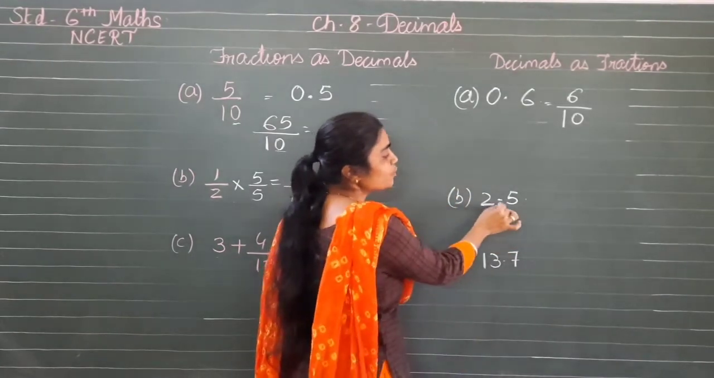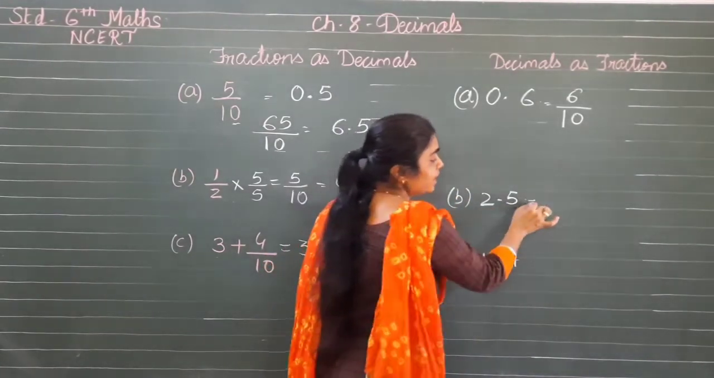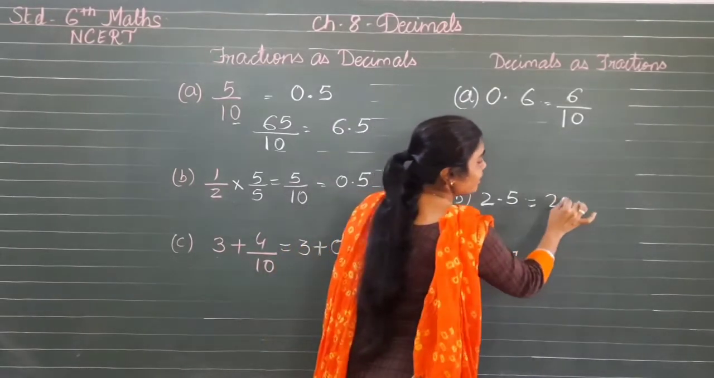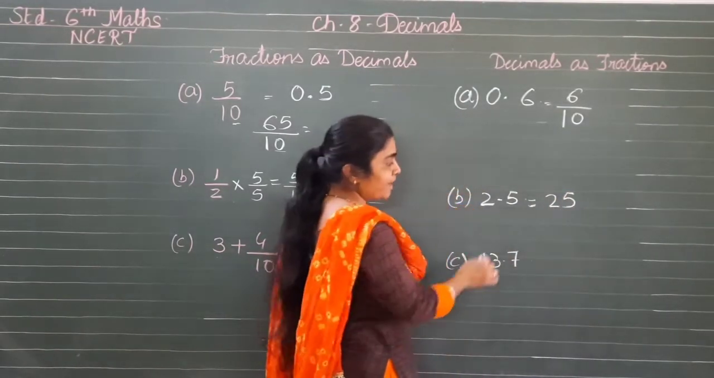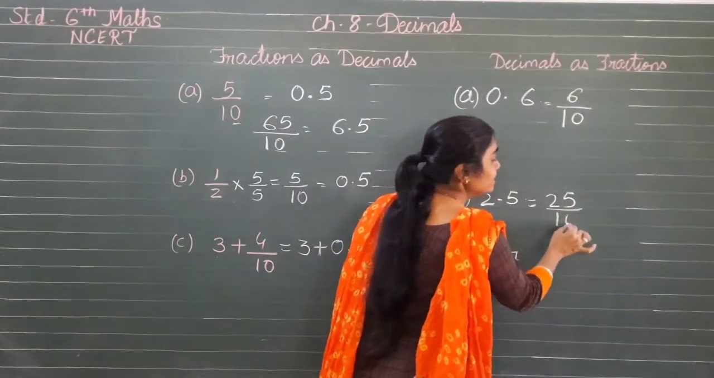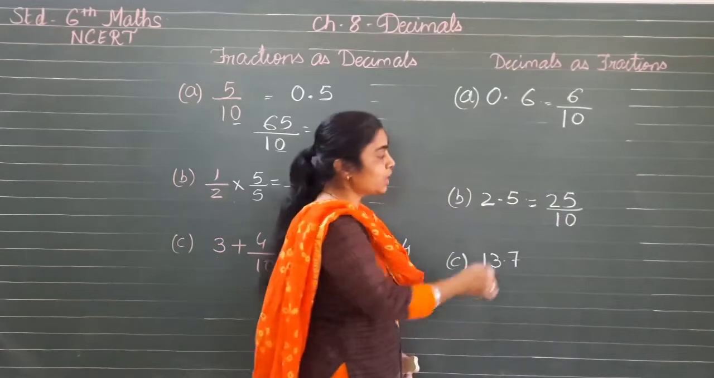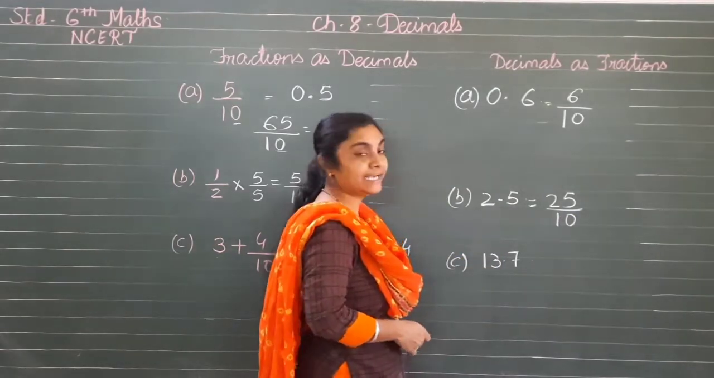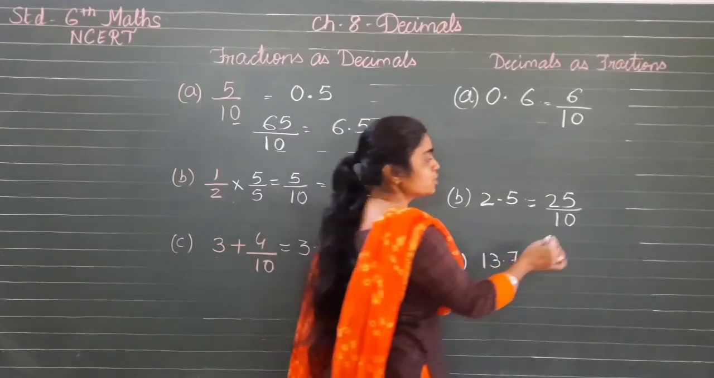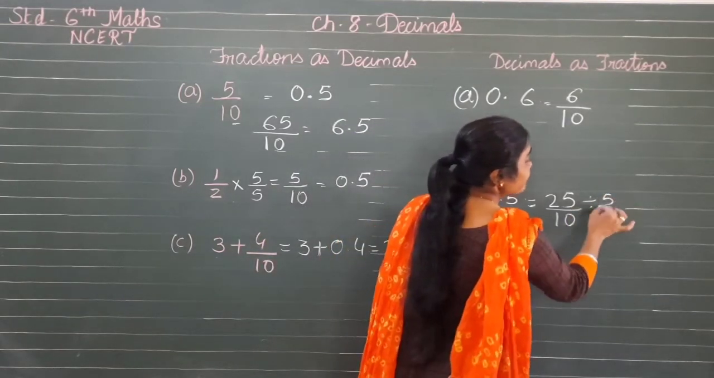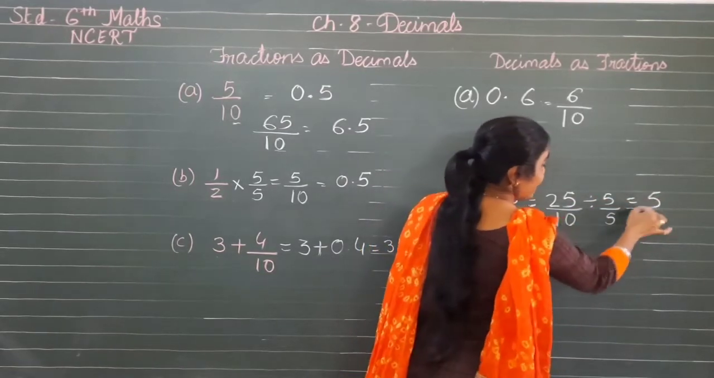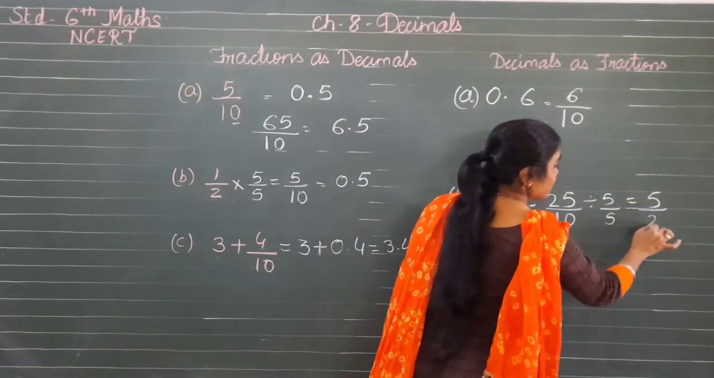Now here is 2.5. If you remove the decimal point and convert it into a fraction, 2.5 will become 25, and with one digit after the decimal point, there will be a 10 in the denominator. Now this is 25 upon 10. It can be converted still into a reduced form, that is the lowest form. So you can directly divide it by 5. 25 divided by 5 will become 5 and 10 divided by 5 will become 2.